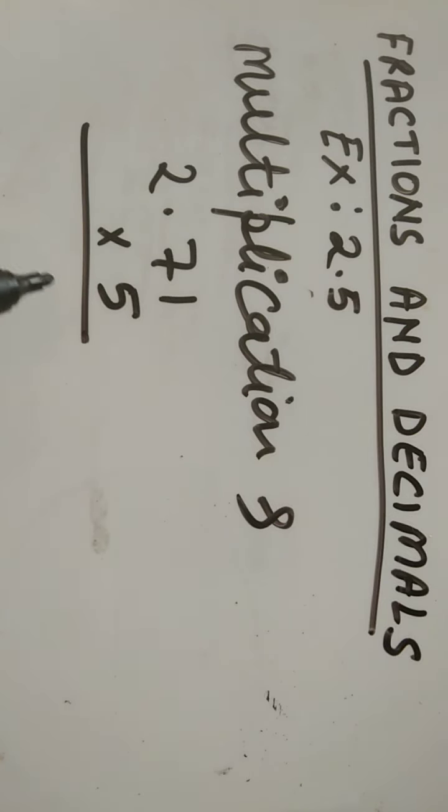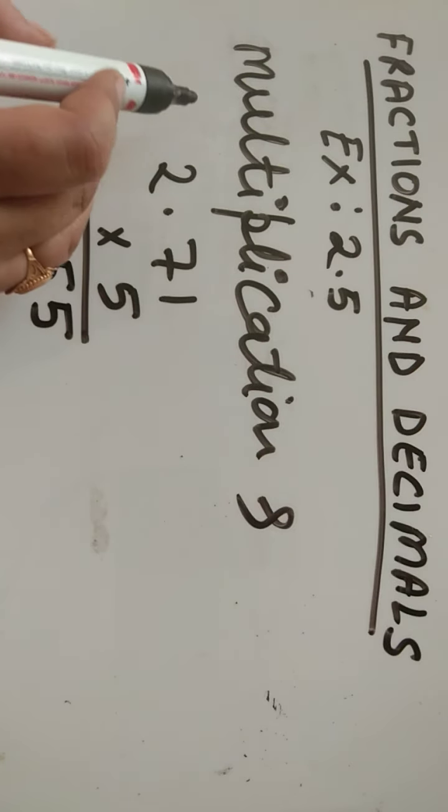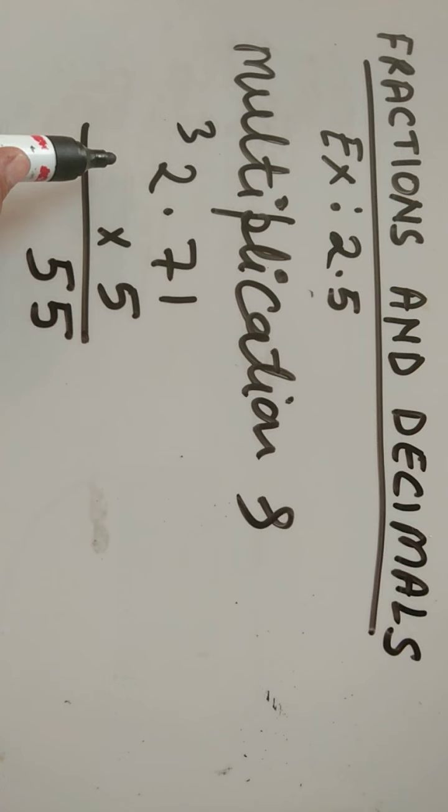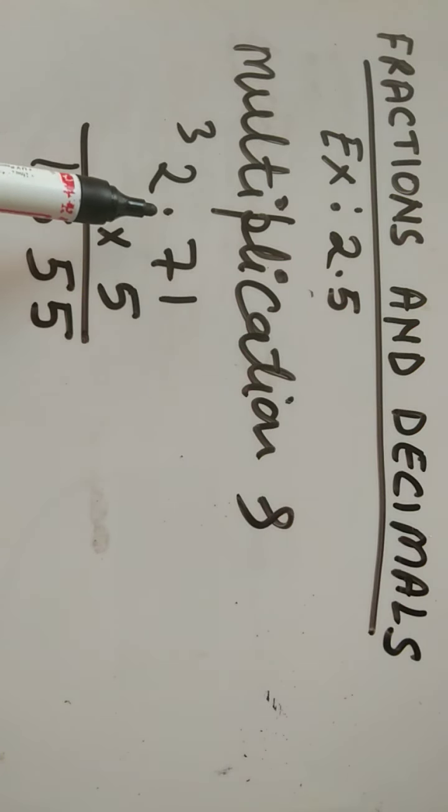For example, first of all we multiply it. So 5 ones are 5, 5 sevens are 35, 5 is here, 3 will be carried, 5 twos are 10, 10 plus 3 is 13. Now this is the simple multiplication we are doing. But what we have to take care of is the decimal. After the decimal, how many digits are there? 2. So from the right hand side we have to put the decimal after 2 digits. So that is our answer of the multiplication.